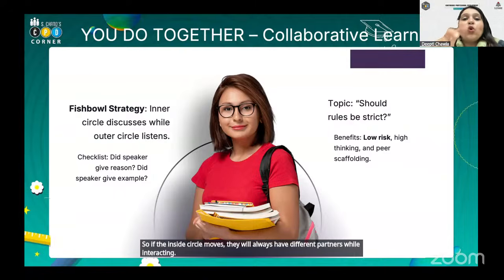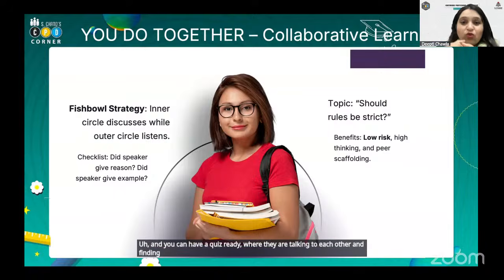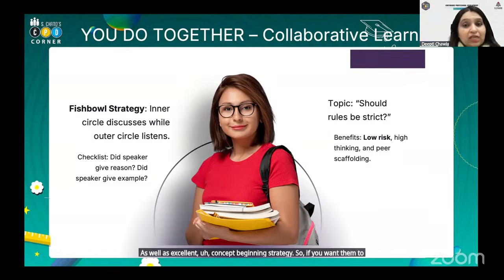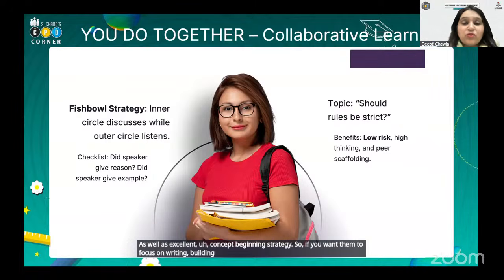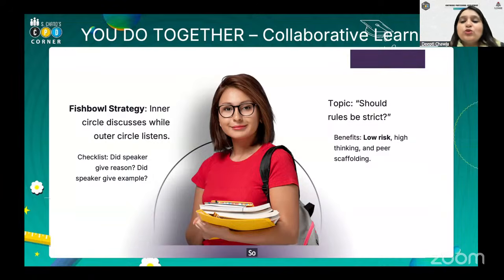And you can have a quiz ready where they are talking to each other and finding answers to those questions that you will raise. You can use this as an excellent revision strategy, as well as an excellent concept beginning strategy. So if you want them to focus on writing, building writing tasks, and you want them to brainstorm and be ready with what all aspects they can cover, your topic could be, should rules be strict, for example.